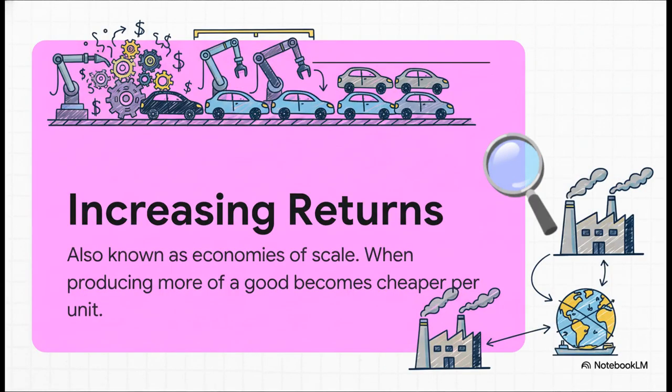Okay, so the first crucial concept that these new models brought to the table was increasing returns. You probably know it as economies of scale. Think about a car factory, right? The very first car that rolls off the assembly line is unbelievably expensive to make because you have to account for the huge fixed cost of building the factory itself. But the 1,000th car or the millionth? Way cheaper per car. This simple idea creates a powerful incentive for companies to specialize and produce a ton of one thing instead of a little bit of everything.